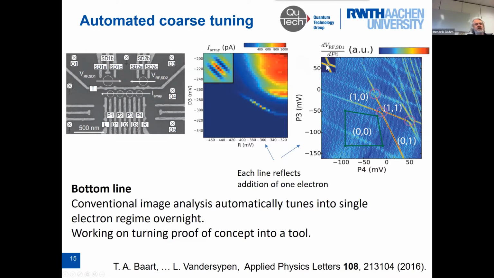And then if you see something that matches the intended outcome, you see a maximum in the convolution. And with that, they could show that it is possible to automatically tune this device into the single electron regime, typically overnight. But it hasn't really been adopted much since then. The group has moved on, and we are currently working on turning this proof of concept into a tool that can really facilitate the characterization and study of a large number of devices with good human efficiency. So looking forward, it will be interesting to see what comes out and how useful this will be.